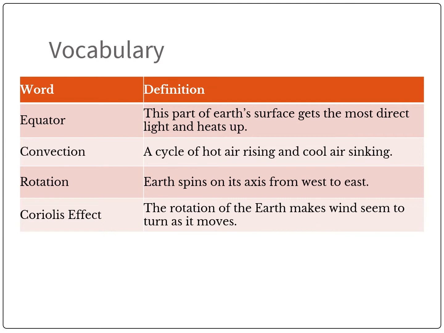Rotation, it's when the Earth spins on its axis. And it's spinning from west to east, that is counterclockwise. You need to know the difference between rotation, spinning on its axis, and revolution, moving around the sun. You also need to understand the Coriolis effect. The rotation of the Earth makes the wind seem to bend or turn as it moves.